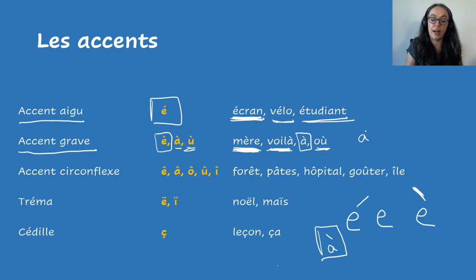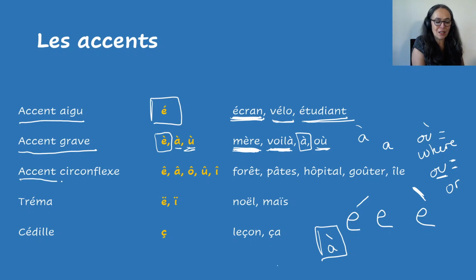For example, à is a preposition, but a without accent is the verb avoir, to have, that we'll see later. And for example, où with accent, it means where in English. Attention, and ou without accent, because we also have it, it means or. So you see, a little accent makes a huge difference.